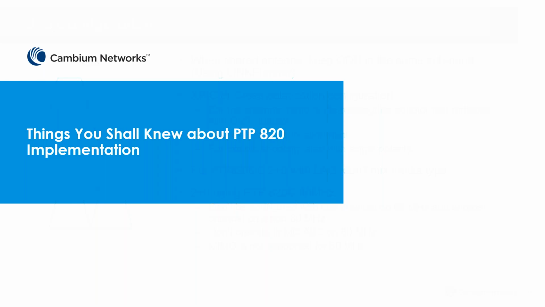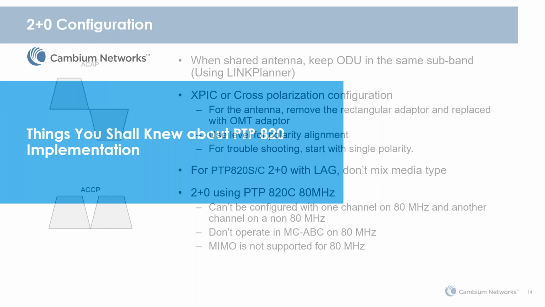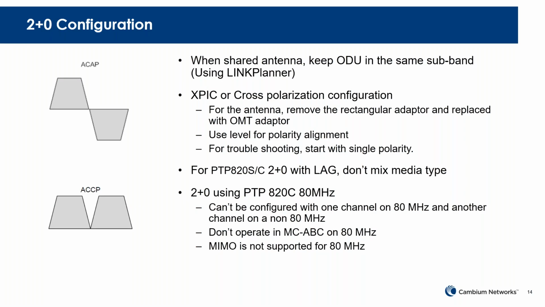And so there are things you need to know about PTP 820 implementation. There's a few tricks you want to know. When we say with 820 we support 2+0, what does 2+0 mean? With 2+0 we say we support ACAP and ACCP. ACAP stands for adjacent channel alternate polarization, and ACCP stands for adjacent channel copolarization. So you see AC, we say it's adjacent channel.